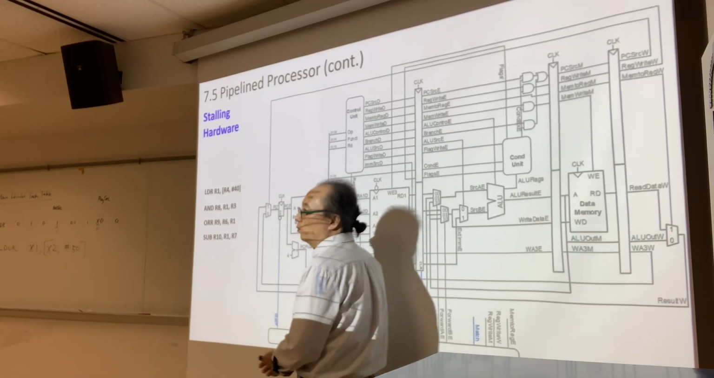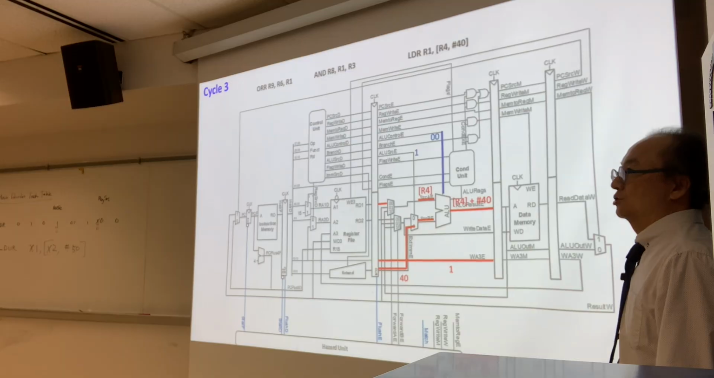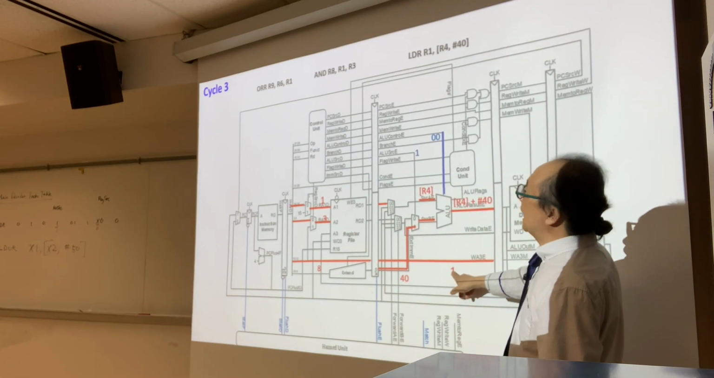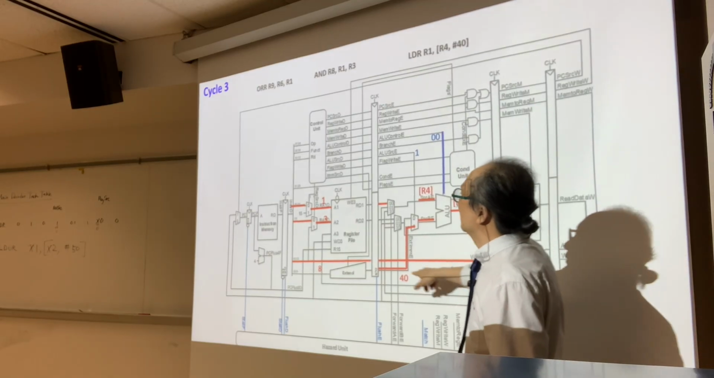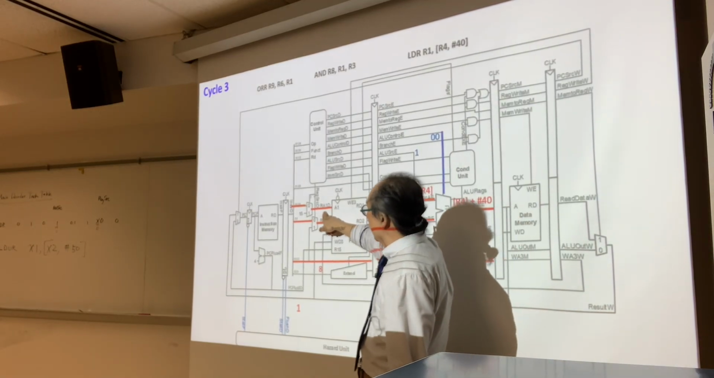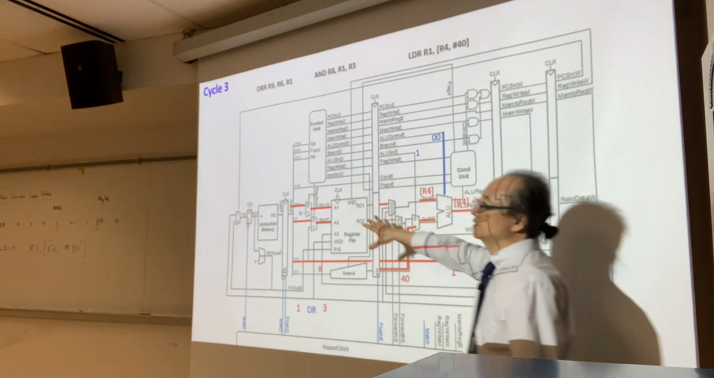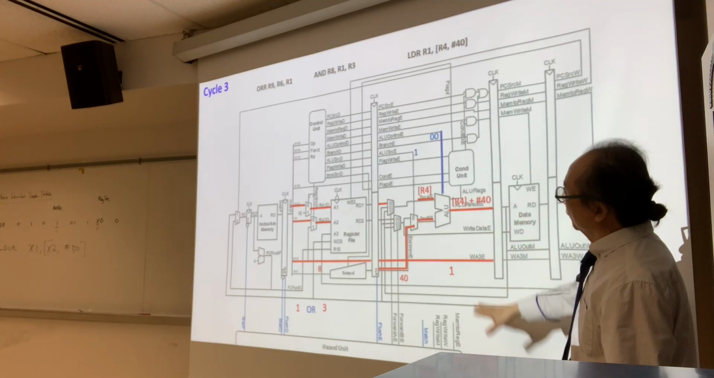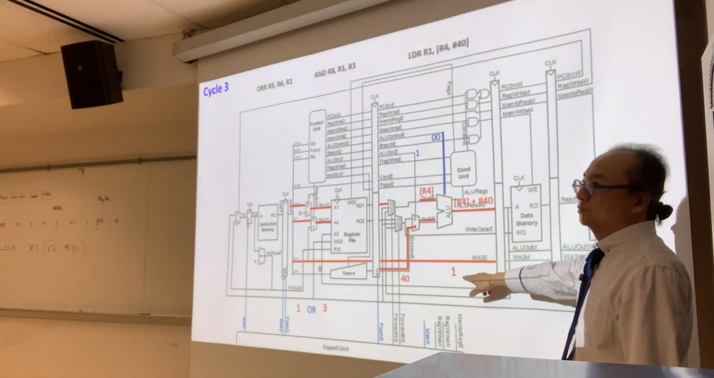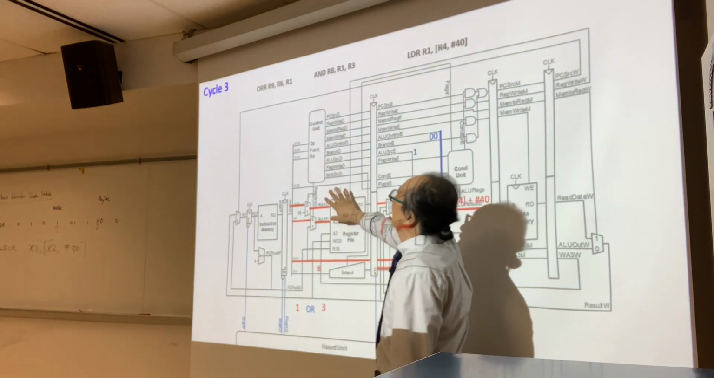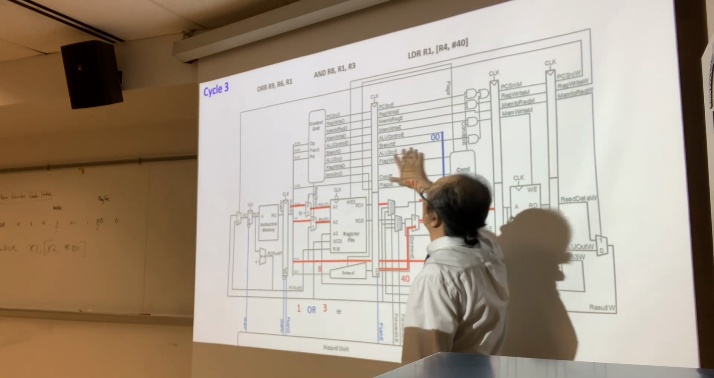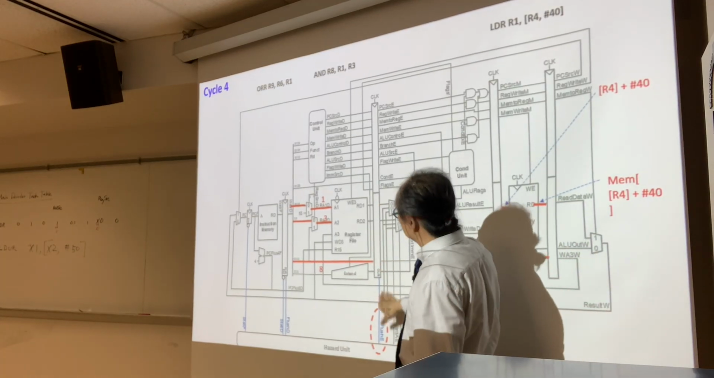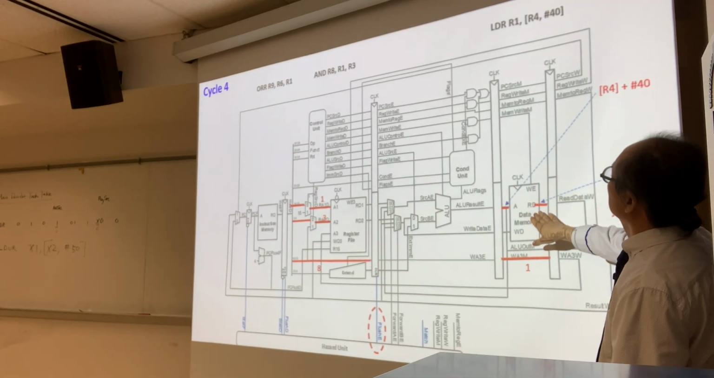So in this case, what do we need to do? We need to use a stall. In cycle 3, we compare the RD value of the LDR with RN and RM of the instruction in the ID stage. If they do match, then we are in trouble. So what we do is hold this instruction, move the LDR to the next stage, and then flush this one, and that's cycle number 4.